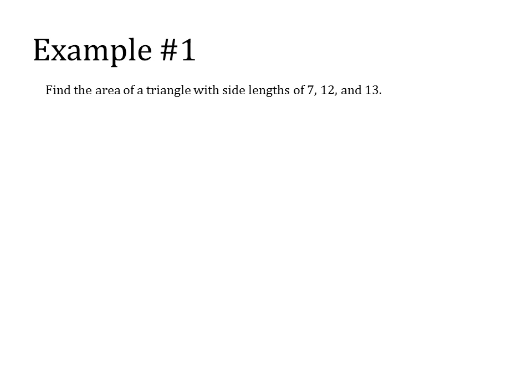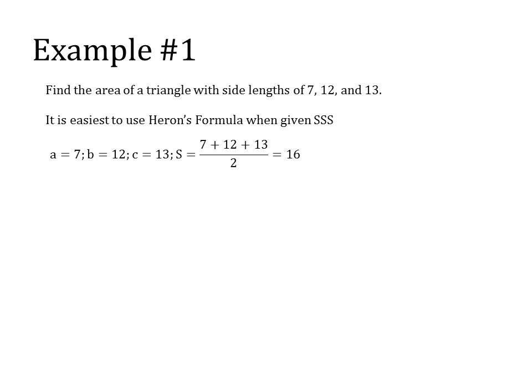Alright, so hopefully you saw that this was an SSS relationship, so it's really easiest to use Heron's formula when you're given SSS in basically every circumstance. So we're going to say that A is equal to 7, B is equal to 12, and C is equal to 13. Doesn't really have to be in that order, but let's just do that, and we'll get that the semiperimeter is equal to 16.